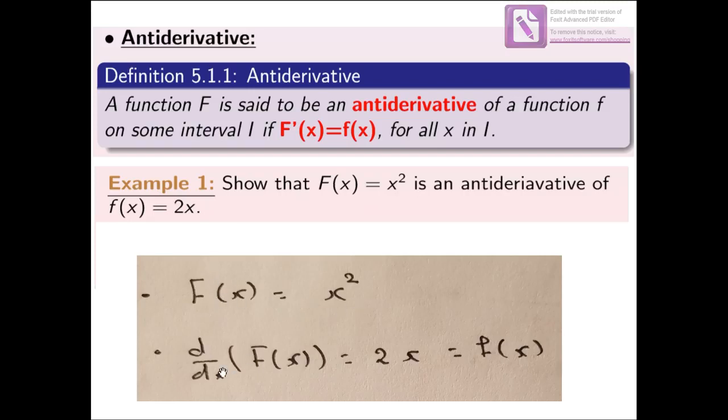So now we will differentiate F of x. This will give us 2x, which is equal to f of x. So we conclude that this F of x, which is x squared, is the antiderivative of 2x, because if you differentiate x squared, you will get 2x. So we say that F of x equals x squared is the antiderivative.